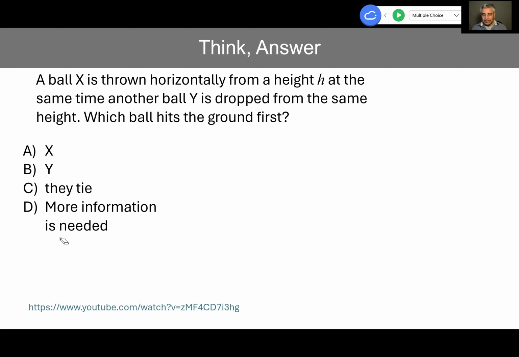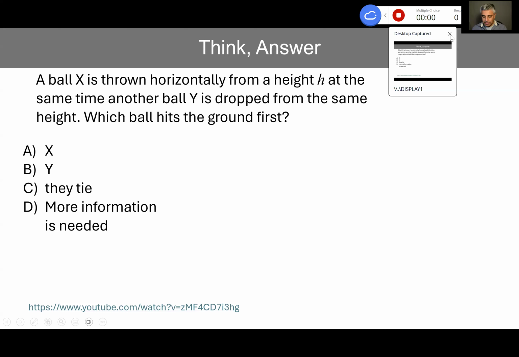So here is a question for you. Two similar objects, let's say one is X and another one is Y. X is thrown horizontally along the X direction. Y is just dropped like that. Now when they arrive at the ground, which one arrives first? Or do they arrive at the same time?